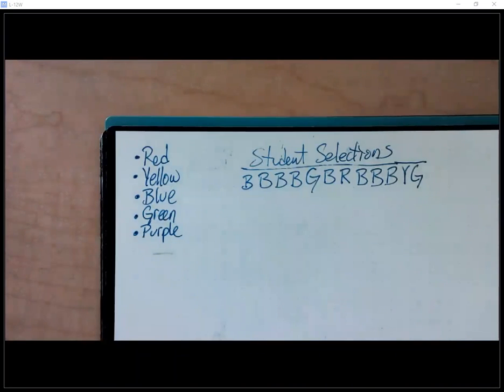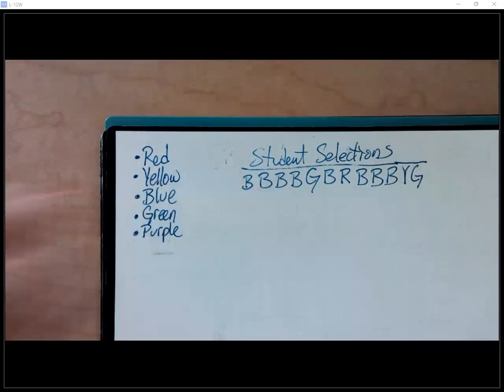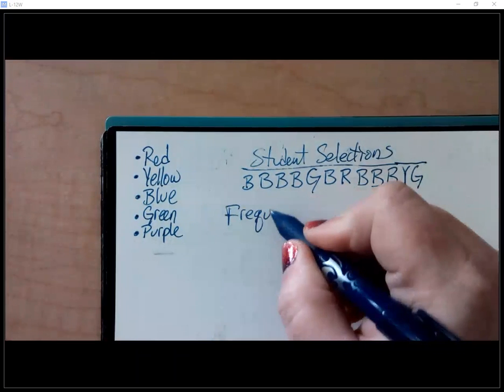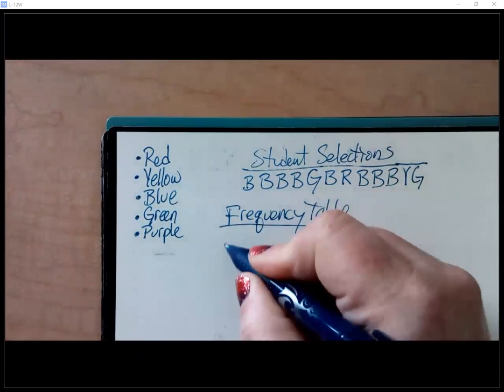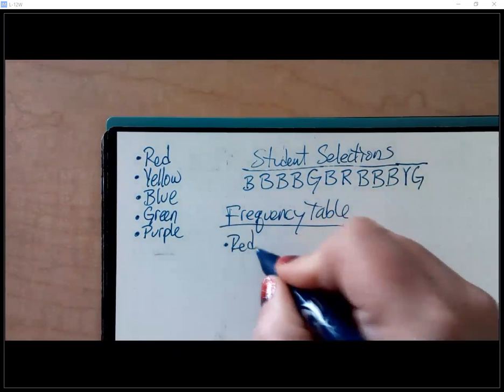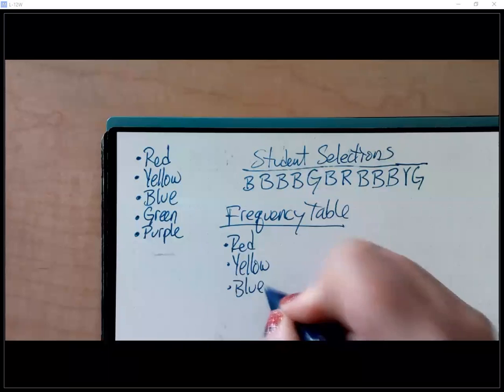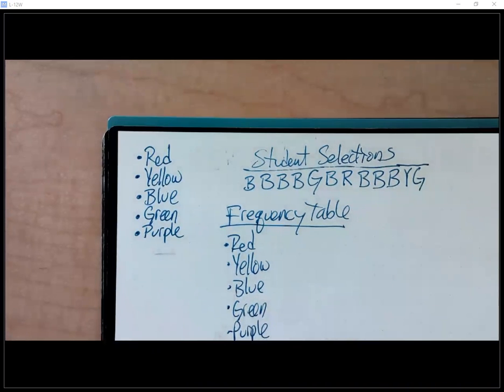And then what I can do is turn this into what's called a frequency table. Blue, clearly, was the most common. It's just a nicer way to tally this up. So if I take all of my colors, I had red, yellow, blue, green, and purple. Nobody chose purple, huh? And then I can just tally up how many of each I had.